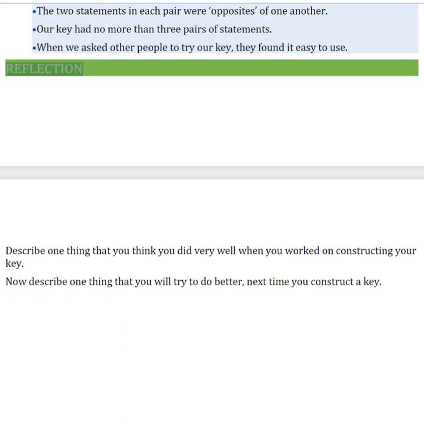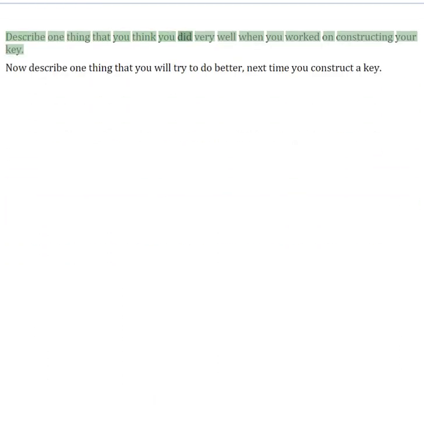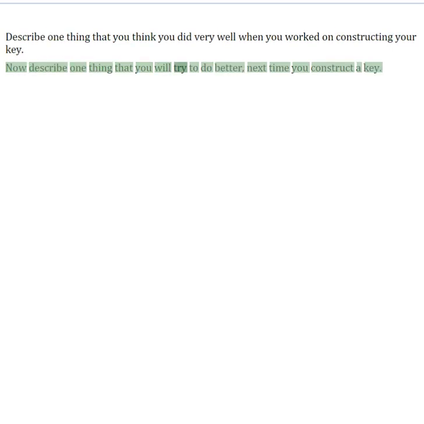Reflection. Describe one thing that you think you did very well when you worked on constructing your key. Now describe one thing that you will try to do better next time you construct a key.